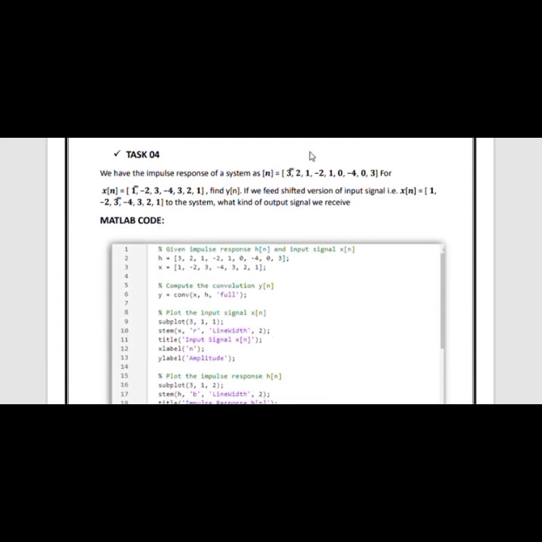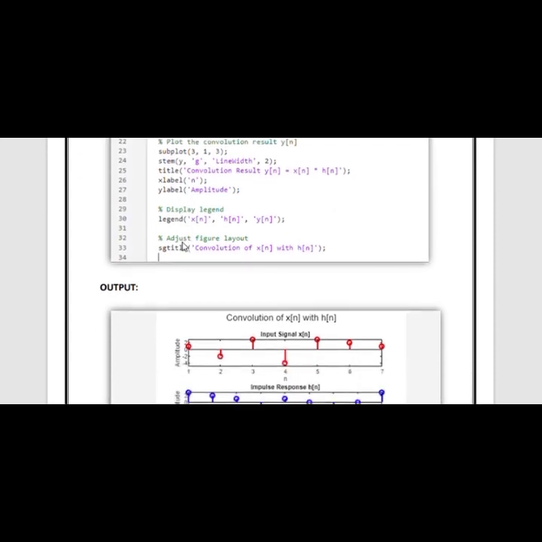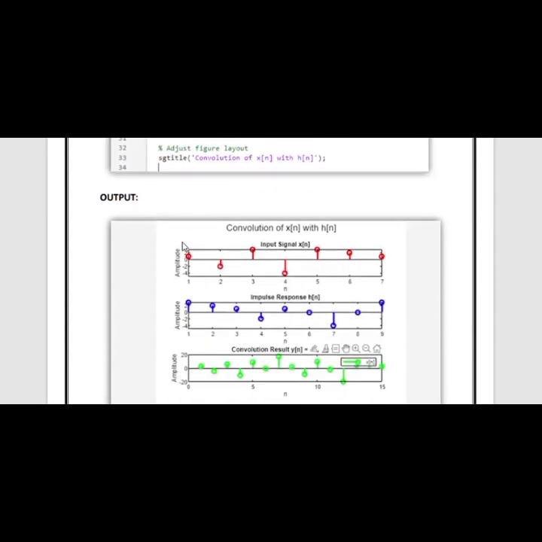In task 4, we have the impulse response of the system h of n is equal to the given value, and x of n is given, and find y of n. If we feed a shifted version of the input signal x of n, what kind of output do we receive? So give the impulse response h of n and input signal x of n as given in the question.